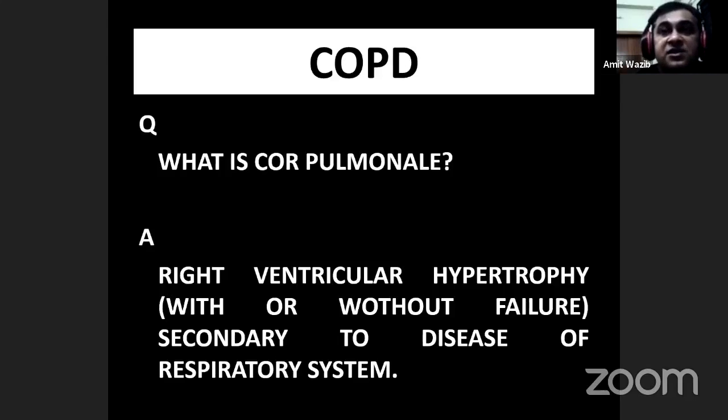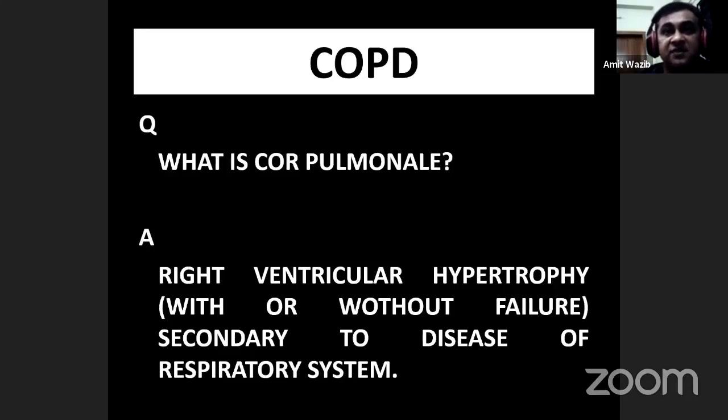So what is the condition? In fact, this is the hypertrophy of the right ventricle with or without failure. So the key thing is hypertrophy of the right ventricle. There may or may not be failure. Hypertrophy of the right ventricle secondary to primary disease of the respiratory system is called cor pulmonale. So there is a disease of the lungs that causes hypertrophy of the right ventricle of the heart. This is called cor pulmonale.